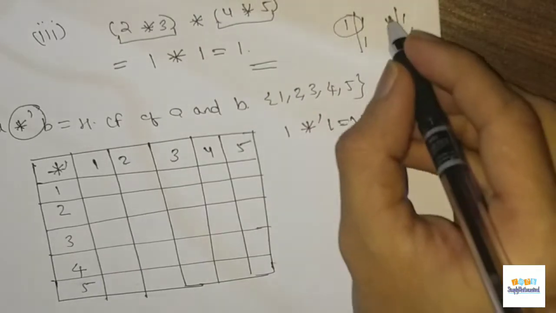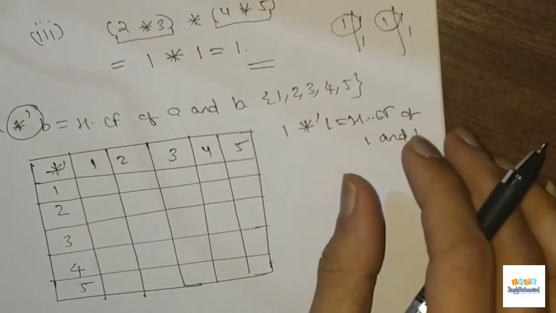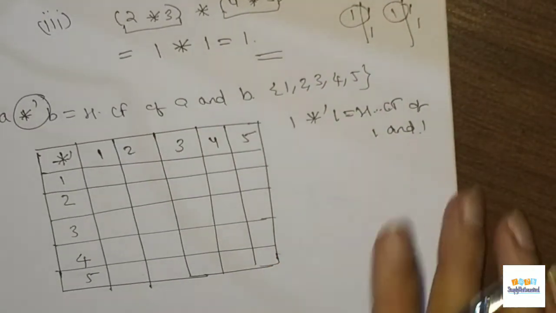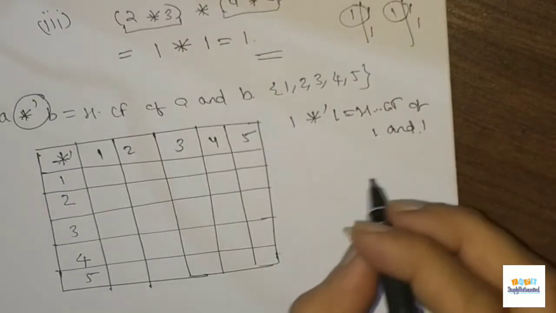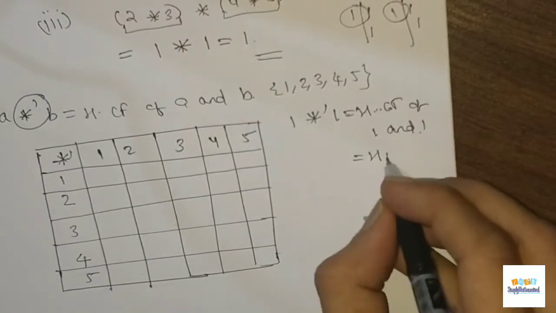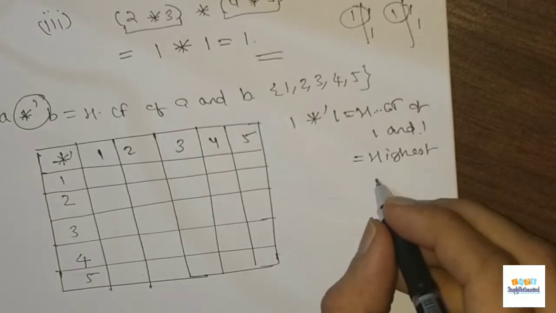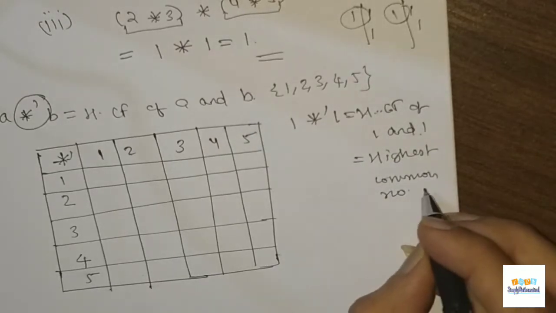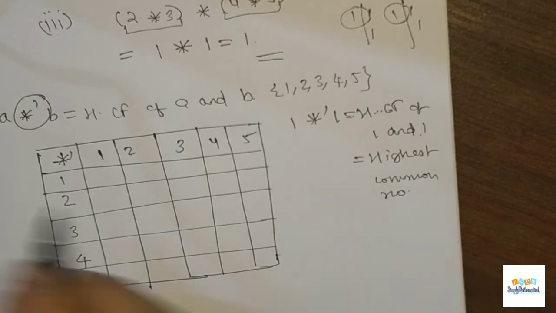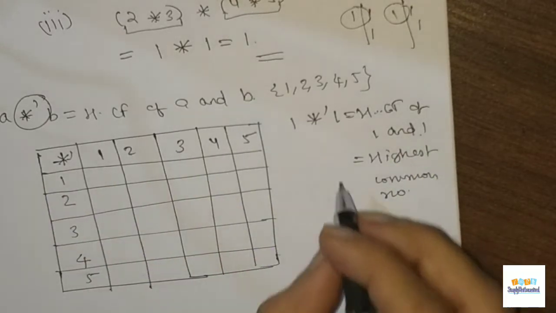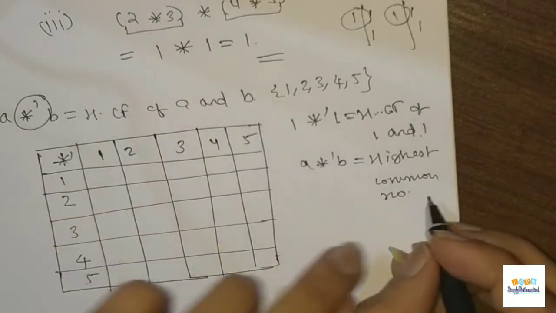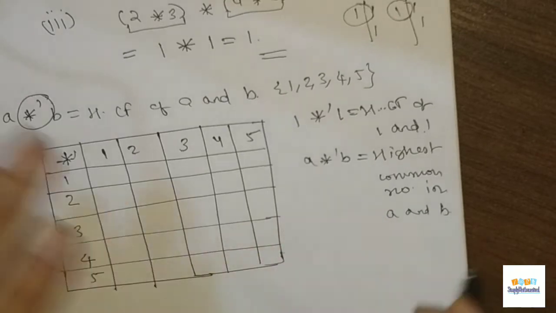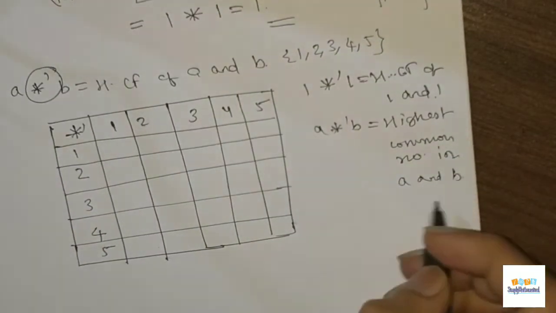So here you take that only 1 is the common factor and you write that. But if you do it like this, it will take time because there are many elements that you have to check. So HCF simply means the highest common number which is in the factors of both a and b. So a star prime b is equal to the highest common number in a and b.